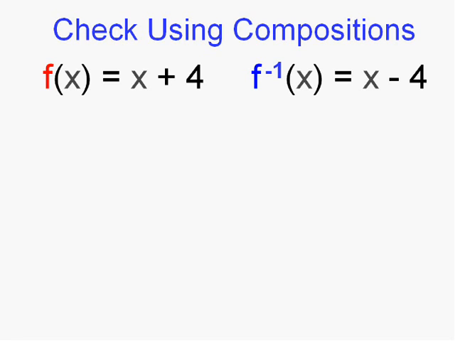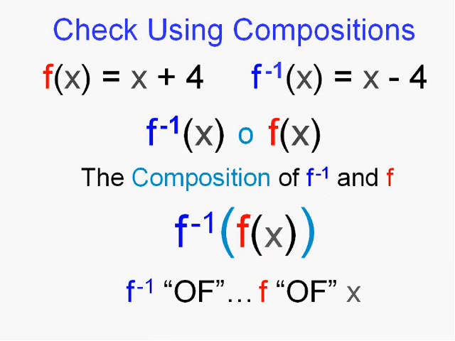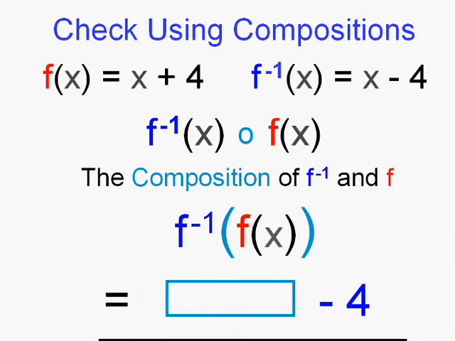Let's try that. Here we go. We're going to find the composition of the inverse of f of x. So we're going to take the inverse of the original function. Now the inverse function is x minus 4. So we're going to replace the x portion of x minus 4 with the original function.